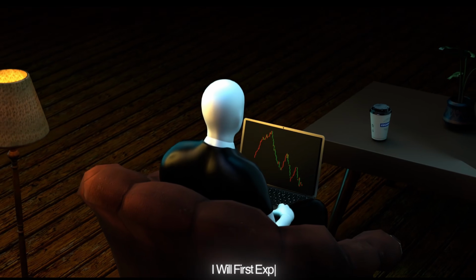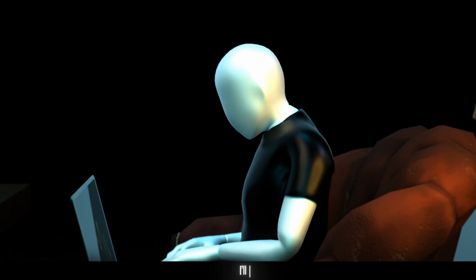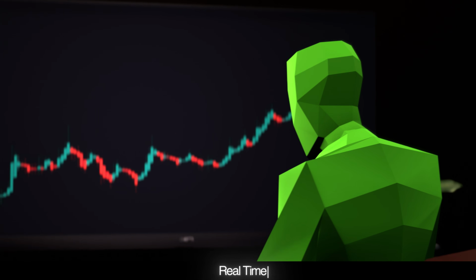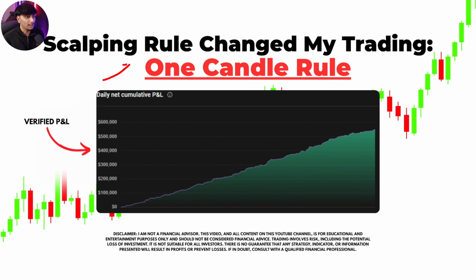To prove this, I will first explain the rule and then I'll show real trades I took in the market so you can see it work in real time. So the scalping rule we'll talk about today is called the one candle rule. And this is the same rule in combination with my other strategies that allowed me to have this P&L graph.